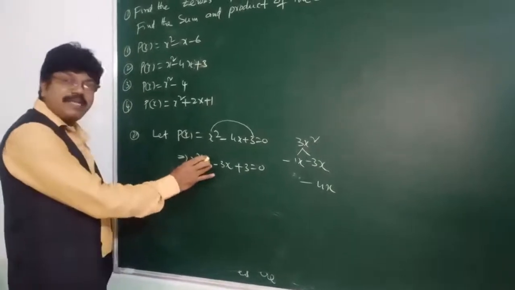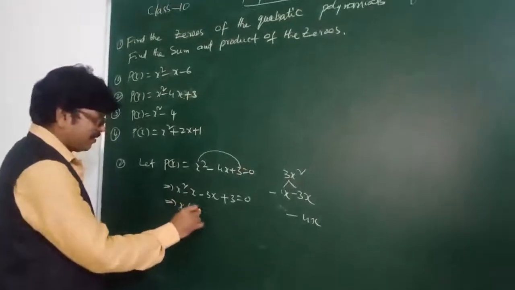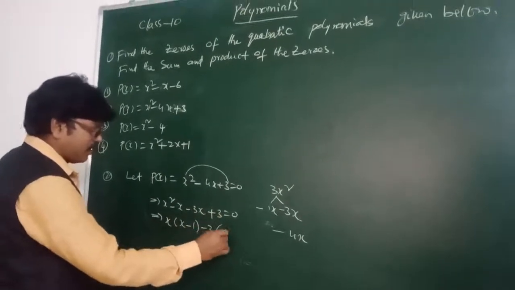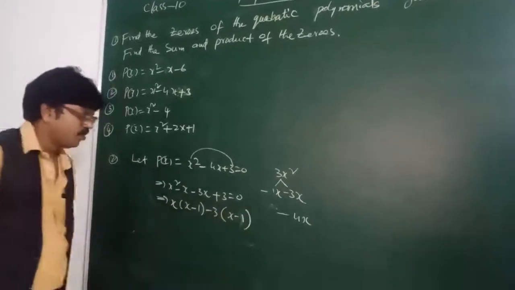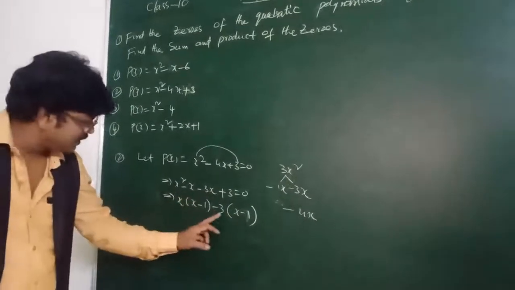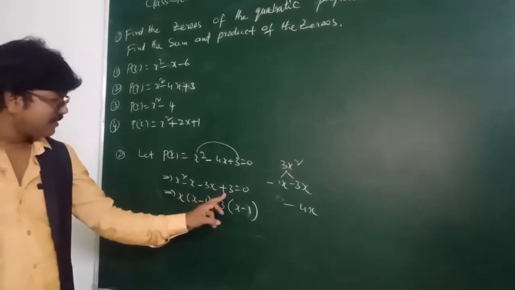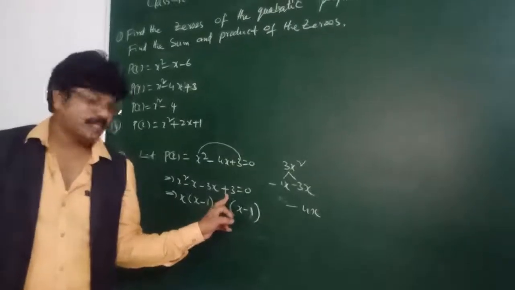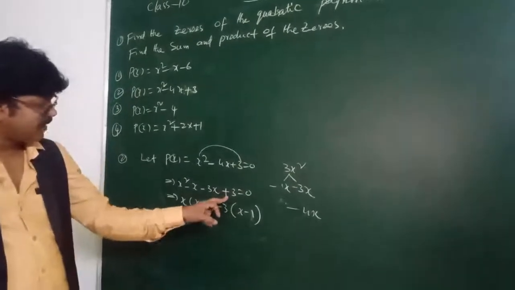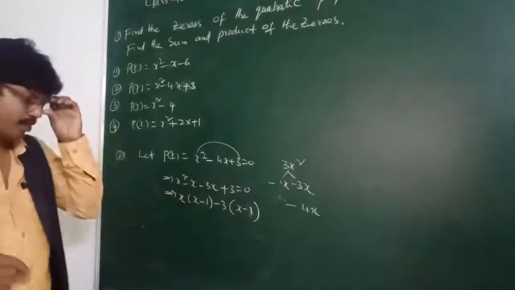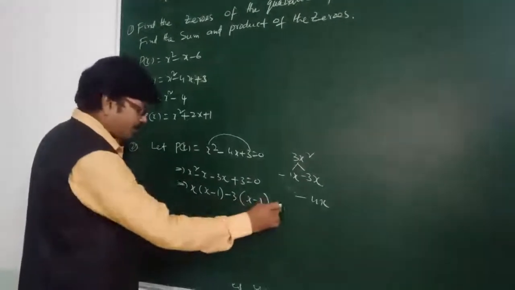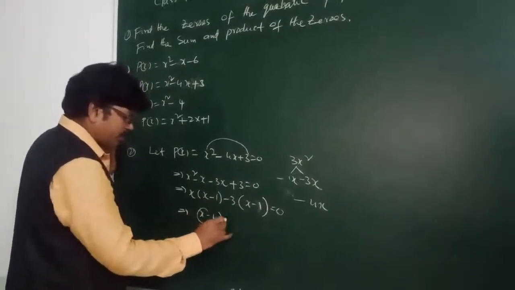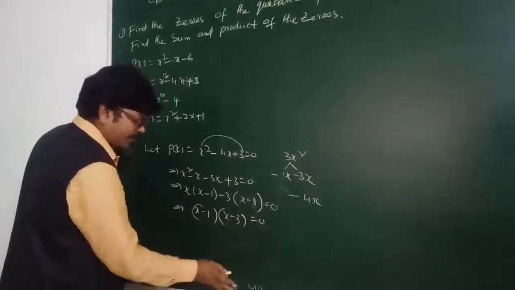We take x common again: x minus 1. Then minus 3 common: x minus 1. If we take minus symbol common, the plus symbol changes to minus. If here minus, it changes to plus. That's also very important. So now x minus 1, x minus 1. Take x minus 1 common; the remaining x minus 3 will be here.